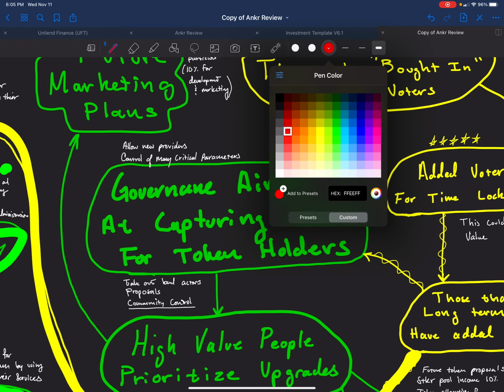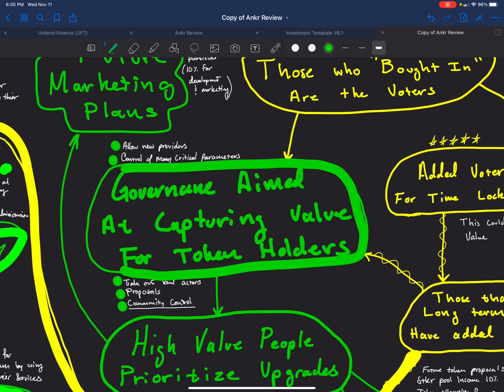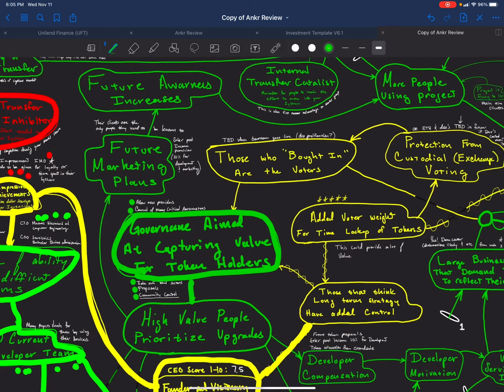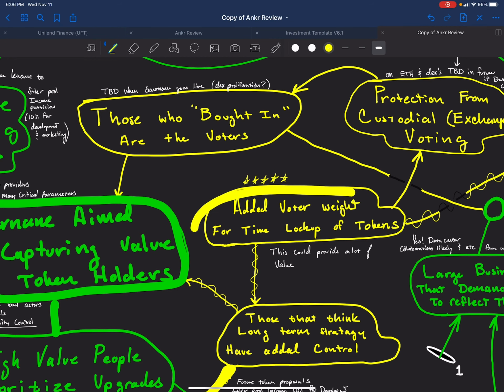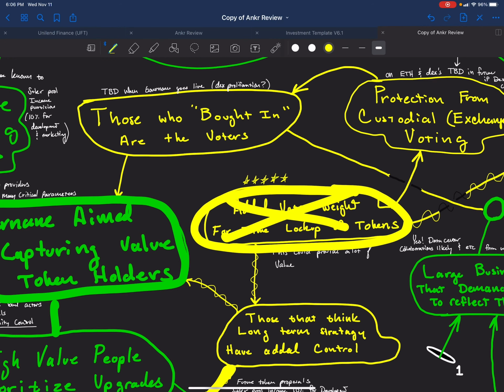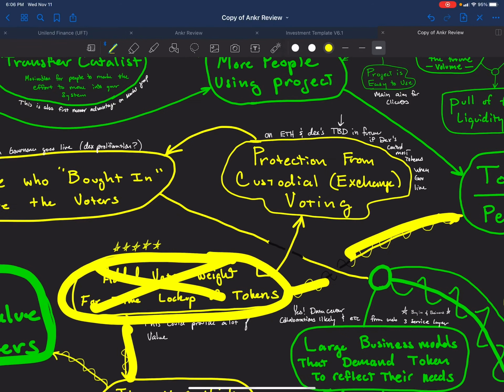Okay, so allow new providers. The token governance can allow new providers. It can control many critical parameters within the system. It can take out bad actors. You can make proposals, and you have community control. So that's all good stuff. They do not have an added voter weight for time component, which most projects do not, even though it could be extremely helpful. Protection from custodial exchange.